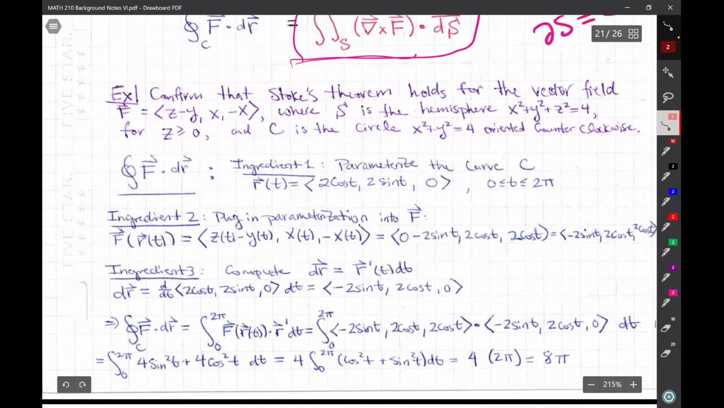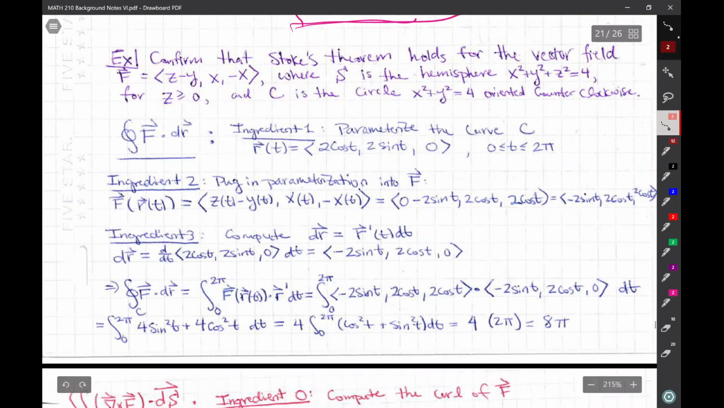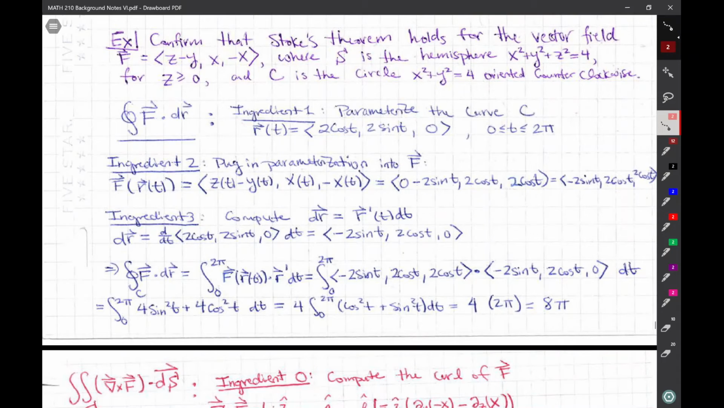So that just looks like a very simple top of a sphere with the curve C being the circle, of course, because the sphere intersects the xy plane at a circle of radius 2, just like the whole sphere has radius 2. Okay. So line integrals, we know how to do line integrals. Ingredient 1 is to parameterize C, which is the boundary. Okay. So C is the boundary of the hemisphere.